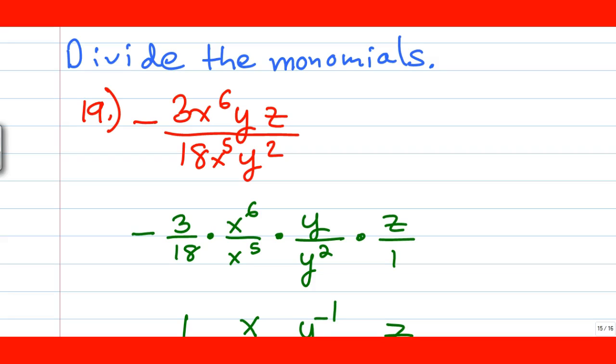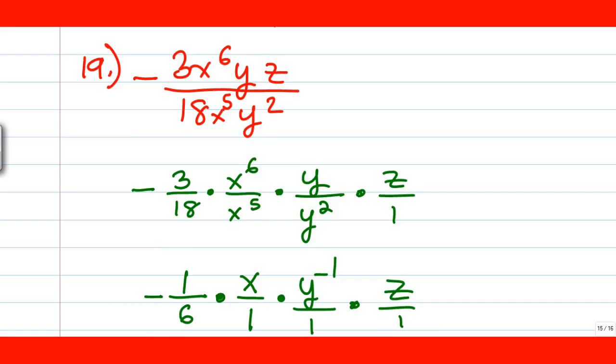Number 19, its instructions read, divide the monomials. So I'm going to come in here and I'm going to divide these things in. Before I do though, just so that it makes it easier to view, I'm going to pull the constants and the variables apart from one another. I'm going to separate them. So down here what I've got is a negative 3 over 18, so those are my constants here, times, next I pull my x's with one another, so x to the 6th over x to the 5th, times the y divided by the y to the 2nd, times the z. I don't have a z in the bottom, so I just put that z over a 1.